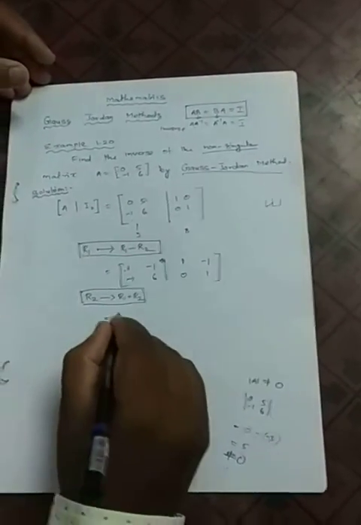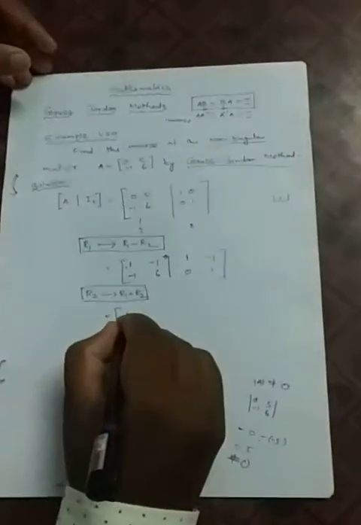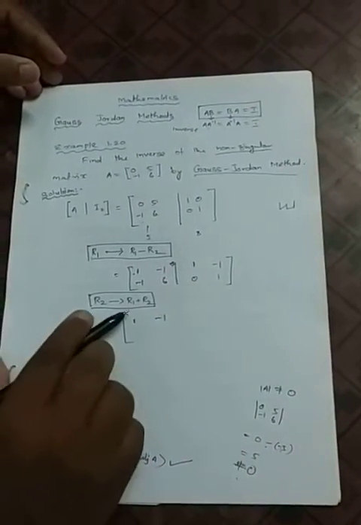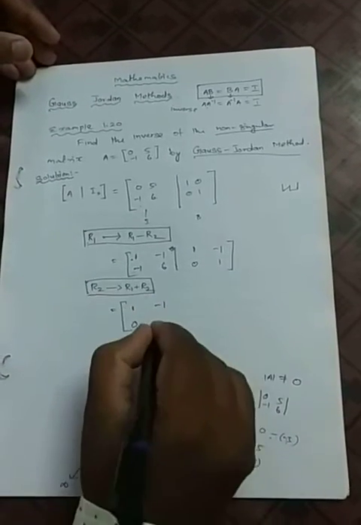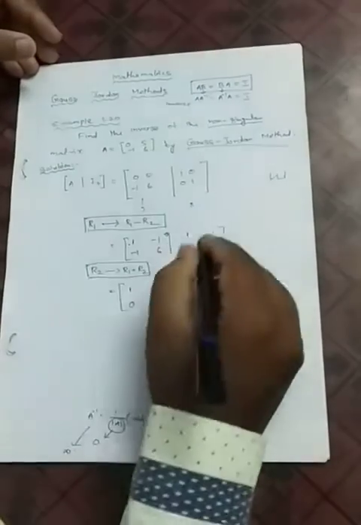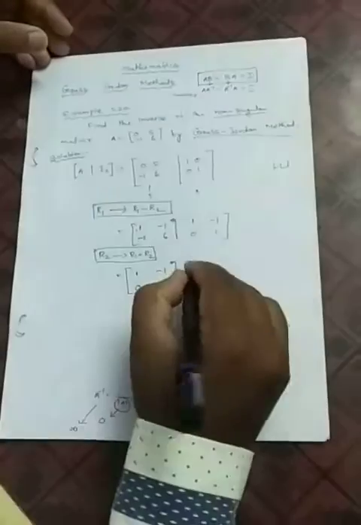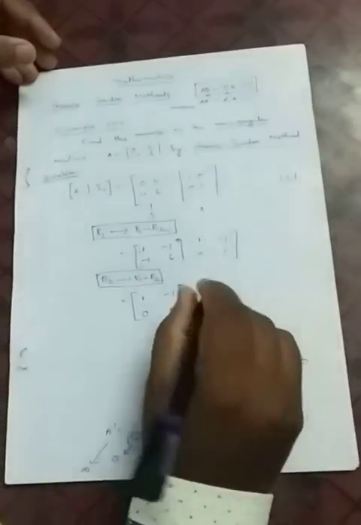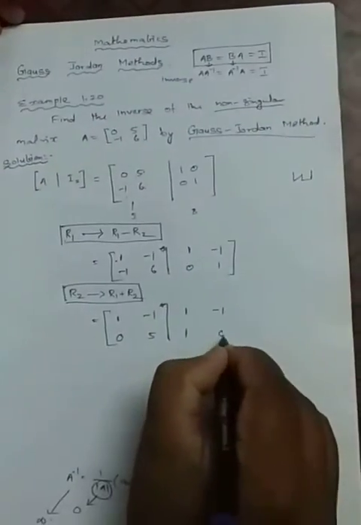So I am not changing R1. That's why you write 1 minus 1 as such. This alone you add it, 1 minus 1, 0. Minus 1 plus 6, 5 will become. And then here what will become? R1 plus R2 you need to write. So this you write as such. Add 1 plus 0, 1 will come. Minus 1 plus 1, 0 will come. So that's the second step we have done.